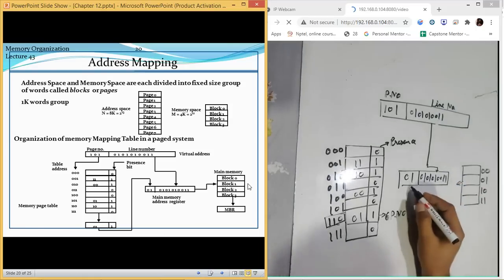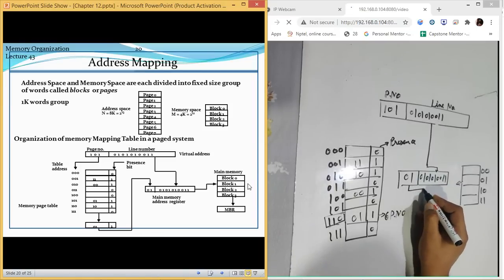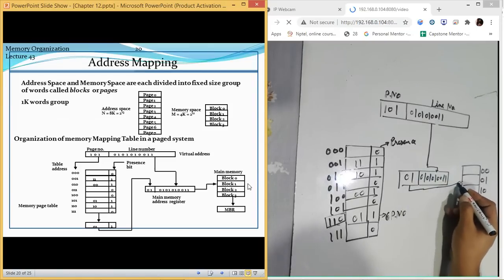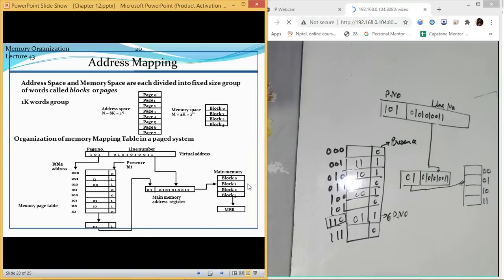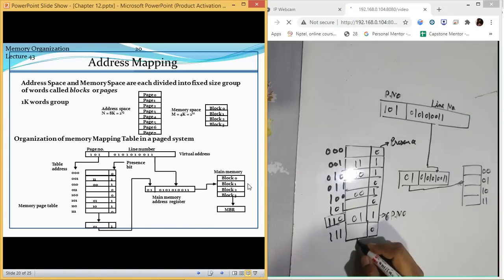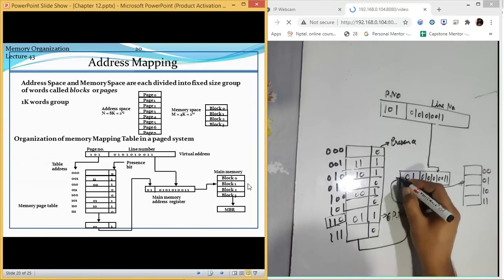Okay, so now this is referring to this place. That is how we are going to fetch the data.